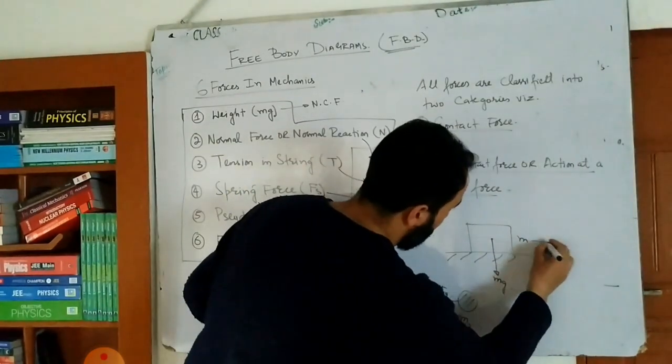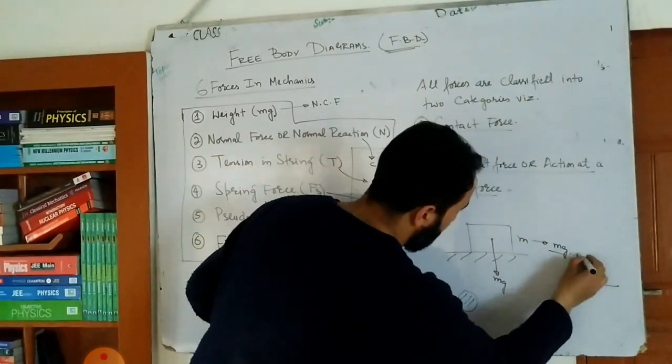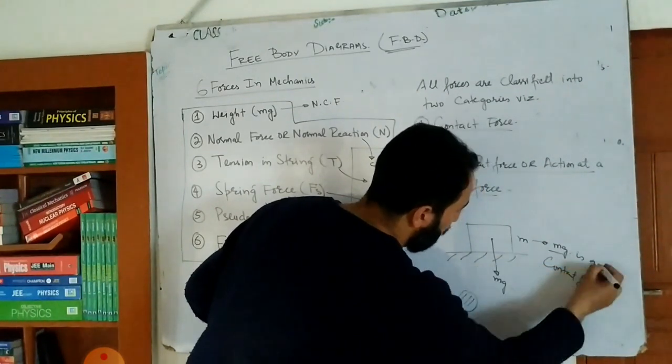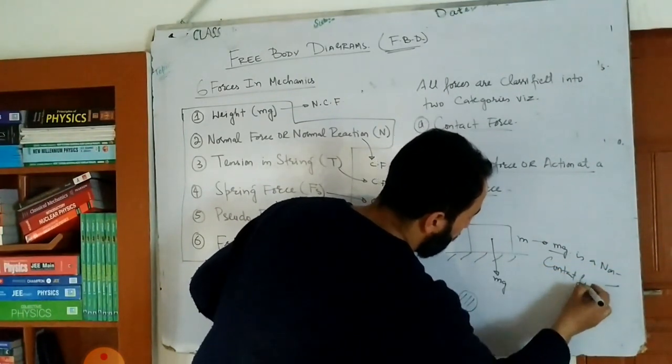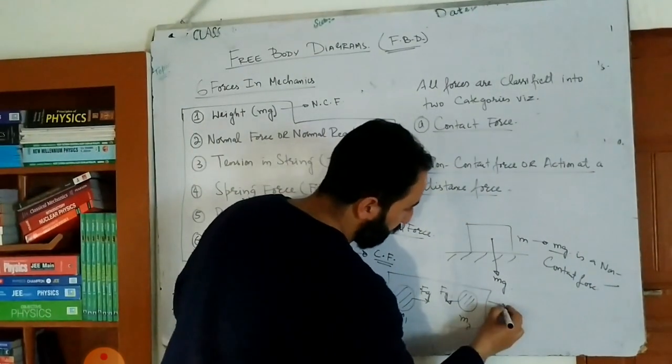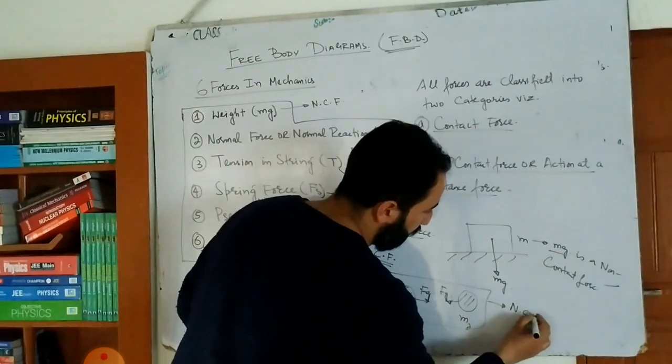Write here, son: weight is a non-contact force. Mg is a non-contact force, or action at a distance. This gravitational force is also a non-contact force.